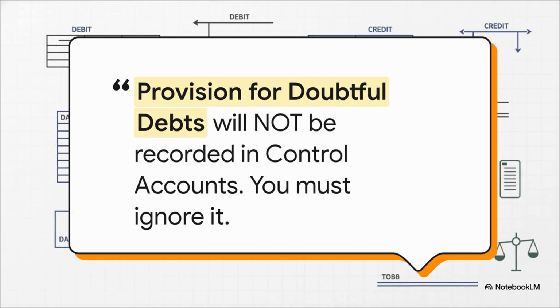Now for a massive, 5-star crucial exam warning. You will almost certainly see the phrase provision for doubtful debts in a question. This is the oldest trick in the book. A provision is just an estimate, an internal guess. It is not a transaction. You must ignore it. It does not go in the control account. If you see it, just mentally cross it out.